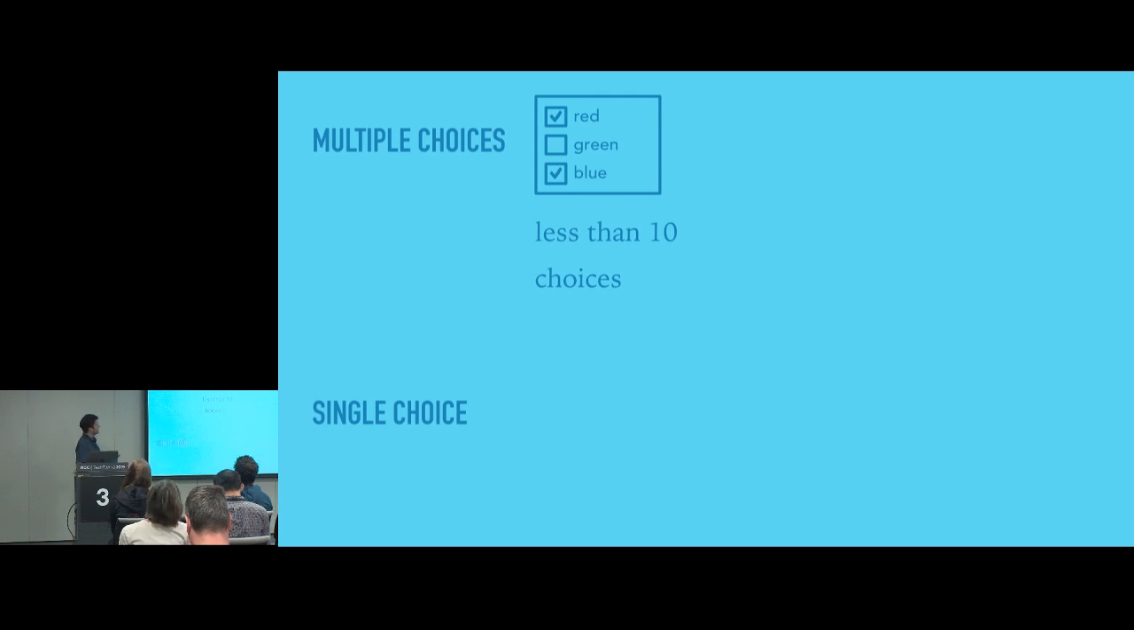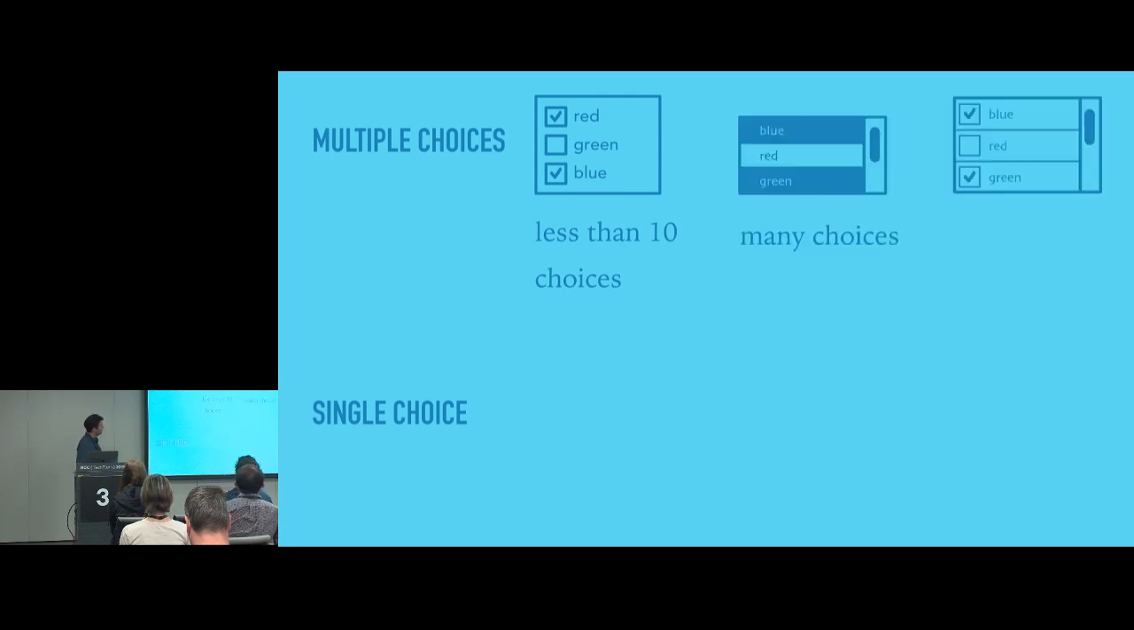If there's less than 10, then checkboxes are a good choice. They give a good overview of what you can select. If you have more, it might be good to have a scrollable list so it doesn't take up as much space. You can have a scrollable list where you just click and select things, or you can have checkboxes. There's pros and cons to both of those choices.